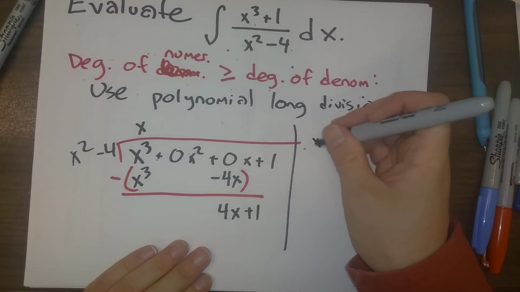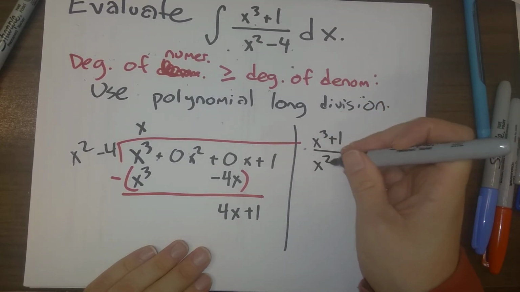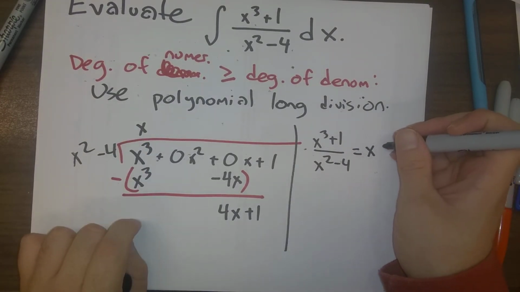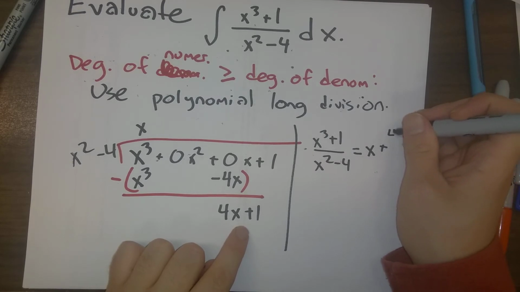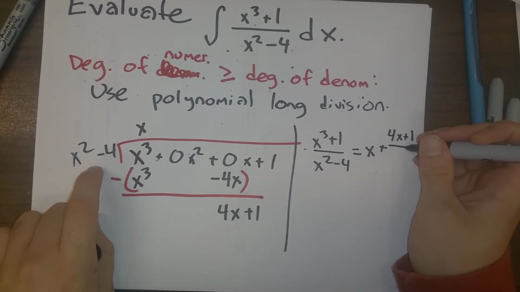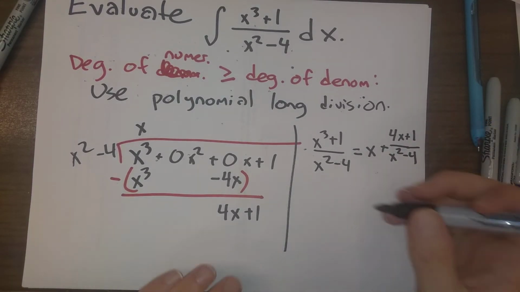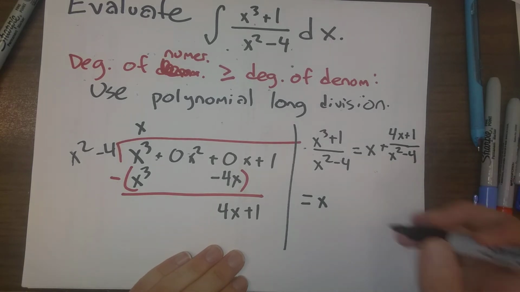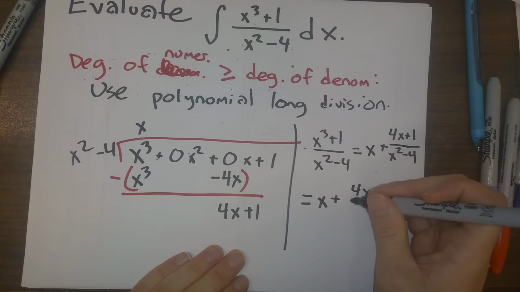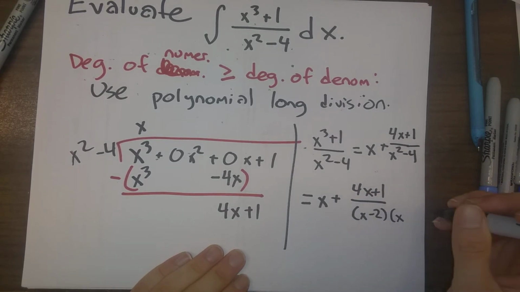And so we conclude that the integrand, x cubed plus 1 over x squared minus 4, is equal to x plus the remainder 4x plus 1 divided by our original denominator, x squared minus 4. Let's rewrite this a smidge: x squared minus 4 is just x plus 2 times x minus 2.